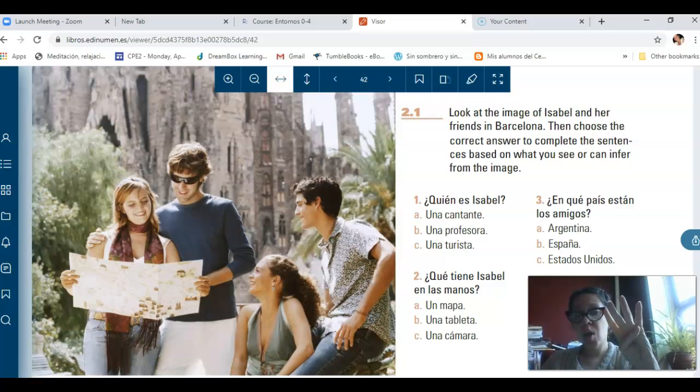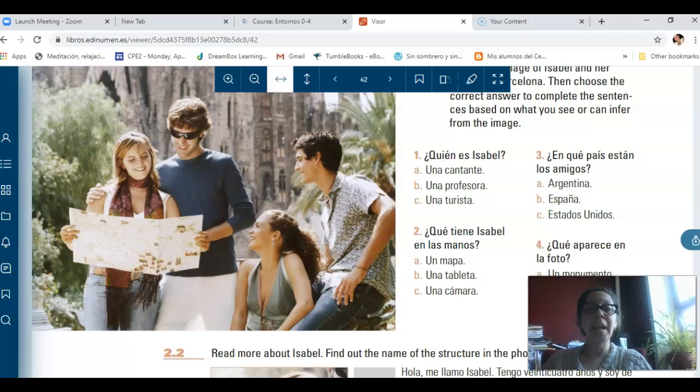Y hay 4 chicos, 4 personas, ¿sí? Hay 2 chicas y hay 2 chicos. Remember, the meaning of hay is there is, there are. So 2 meanings. Hay, H-A-Y. ¿Sí? And the questions here are, ¿quién es Isabel? ¿Quién es la profesora? ¿Quién es el estudiante? So, in this case, ¿quién es Isabel?